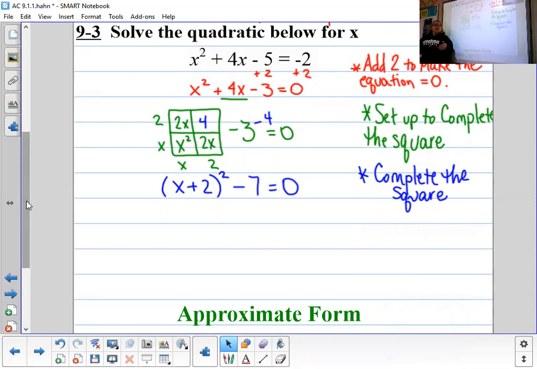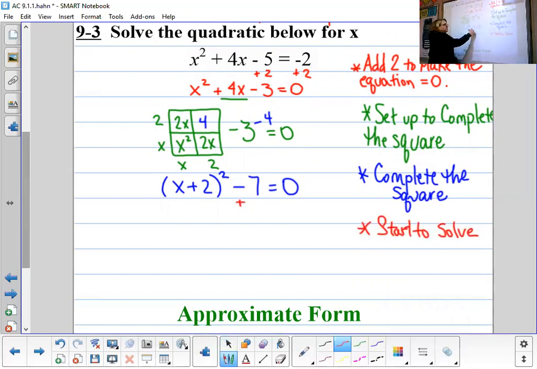Okay, now when it's in vertex form and I only have one x, I can undo to solve. So that means that I can undo the -7 and undo the squaring and undo the +2. So I don't have to have it factored in zero product property. I can use my usual solving steps. So that's what I'm going to do next. I'm going to start to solve. So first, I'm going to add 7 to both sides to get rid of that -7. That's going to give me x plus 2 squared equals 7. How do I get rid of squaring? Square root.